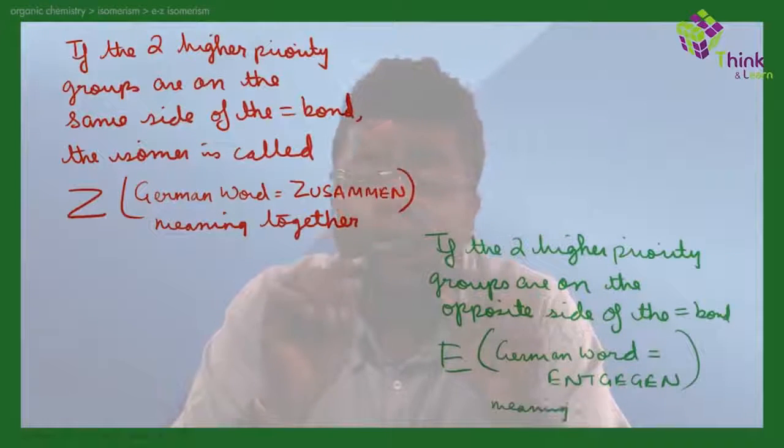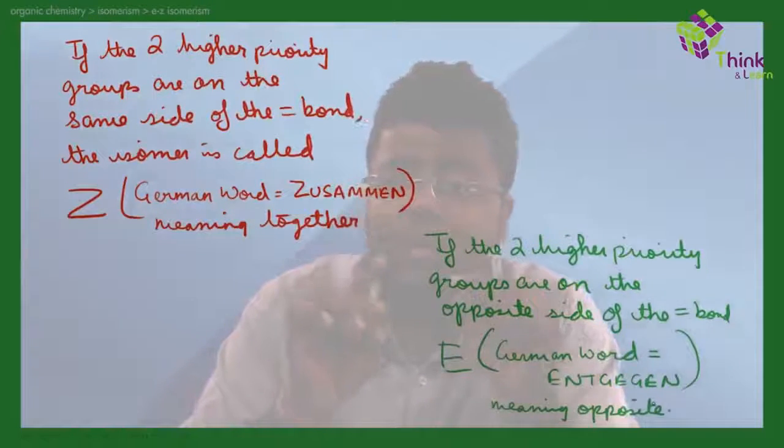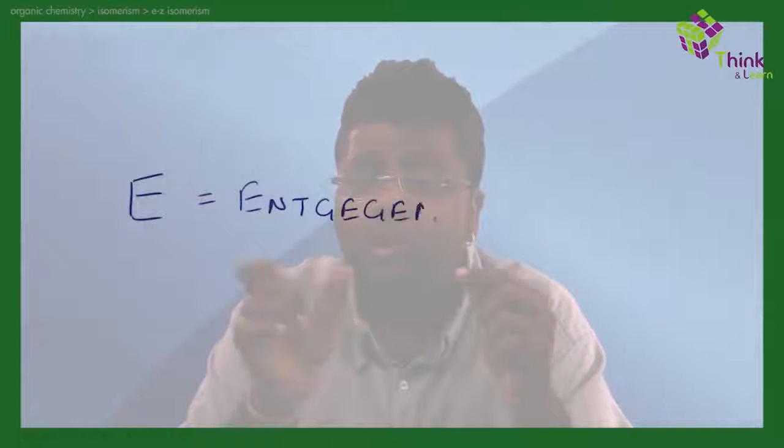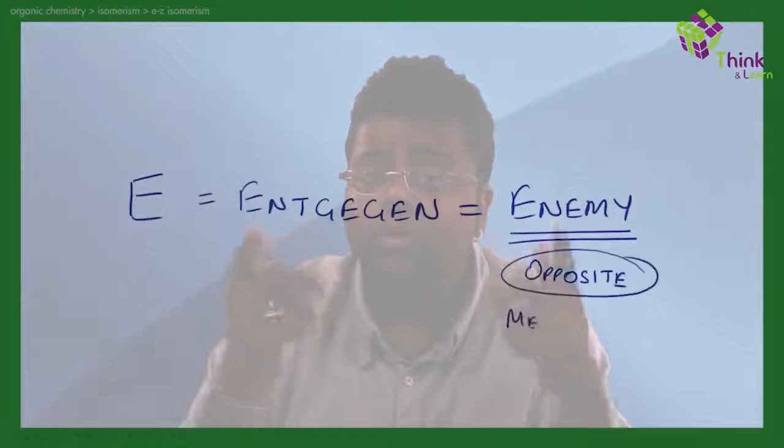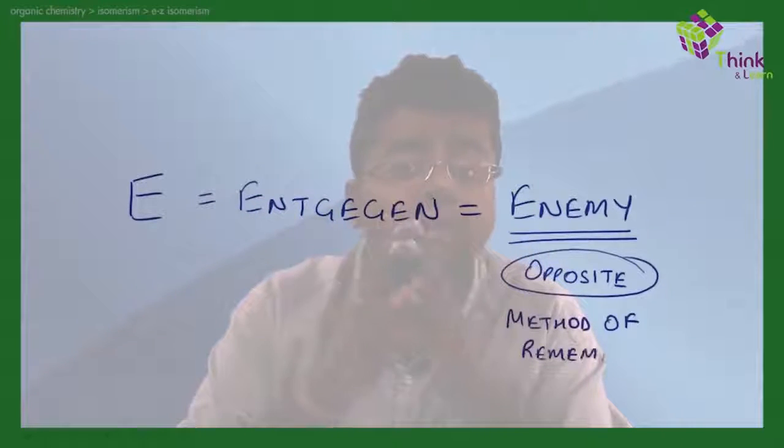Now, how do you remember? E can be remembered as the word enemy. Enemies are always opposite to each other. So using this enemy word, you can remember.